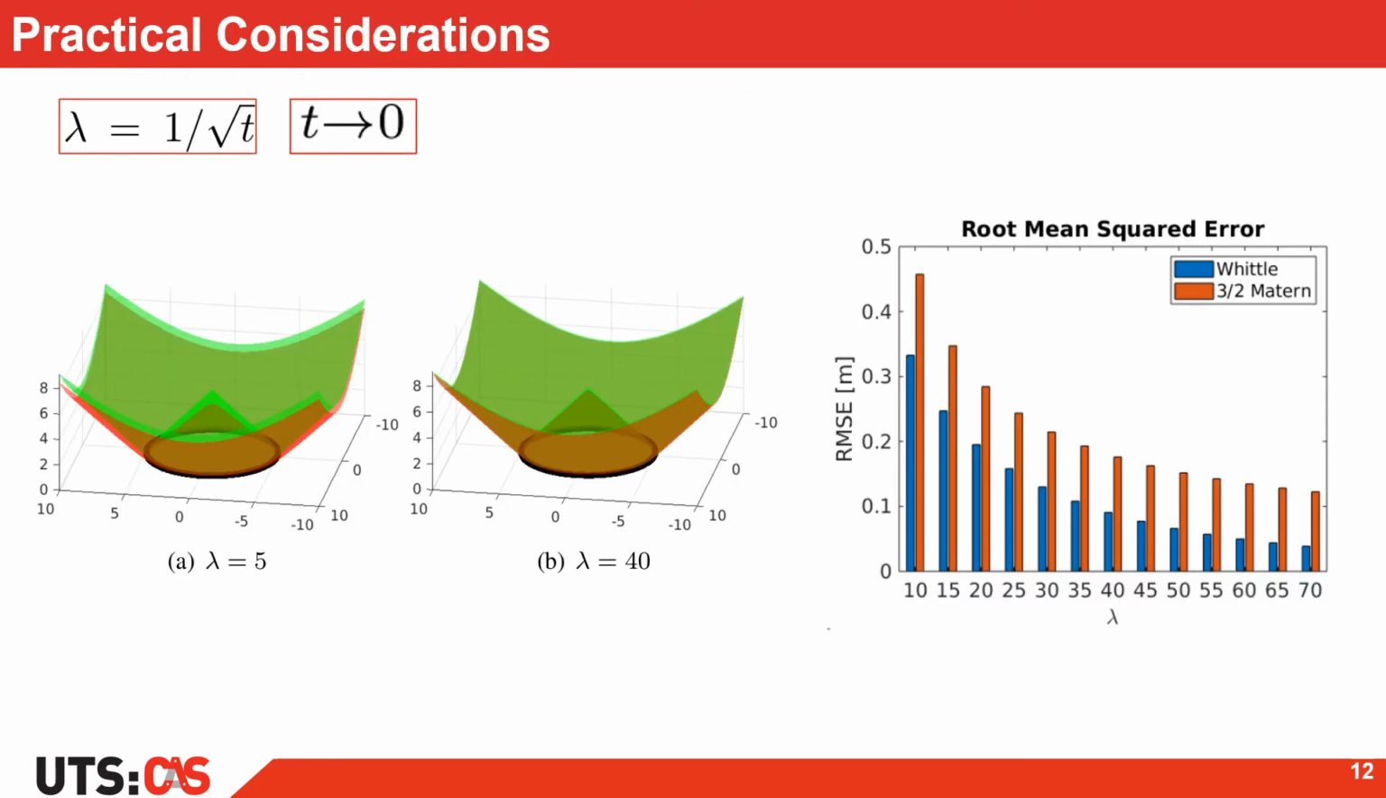Here are some practical considerations of log GPS. When lambda is set to a large value, t gets closer to 0. It will produce a better distance approximation as we mentioned before. As shown in the left figure, relatively large lambda values will produce a more accurate EDF. However, t cannot be exactly 0. As a trade-off, we use lambda equals 40 in our experiments.